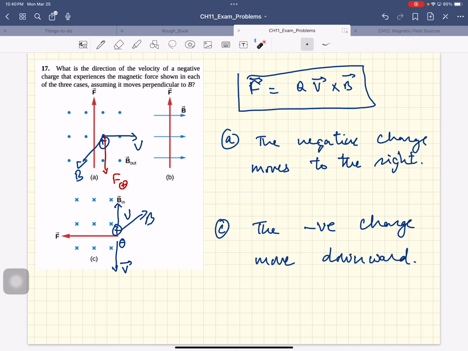Yes, Samuel? You don't understand this? Okay, the magnetic field is into the plane of the paper. I will do it this way. So the magnetic field is into the plane of the paper. There's the velocity. V cross B. For a positive charge, the force will be in that direction. So if the charge is negative, make the velocity in the opposite direction and you'll get the same force.